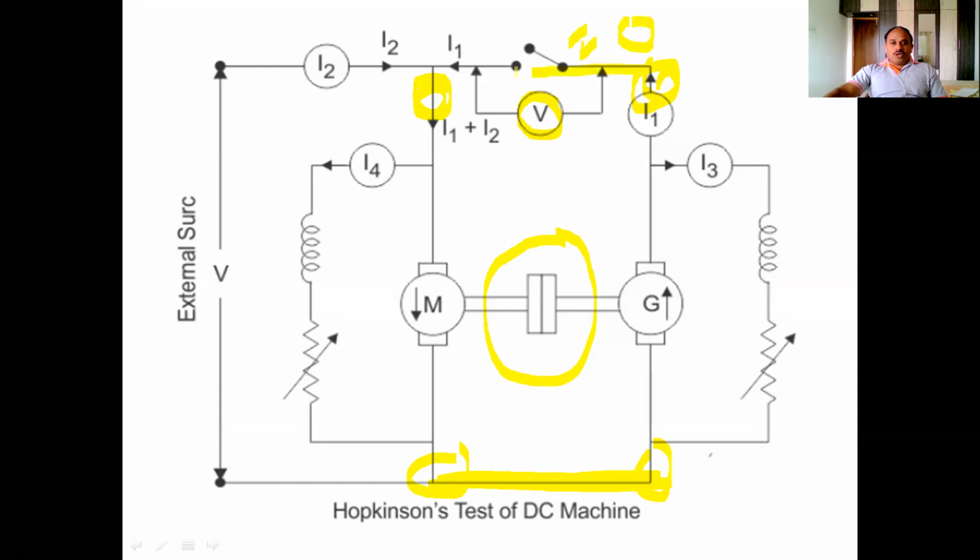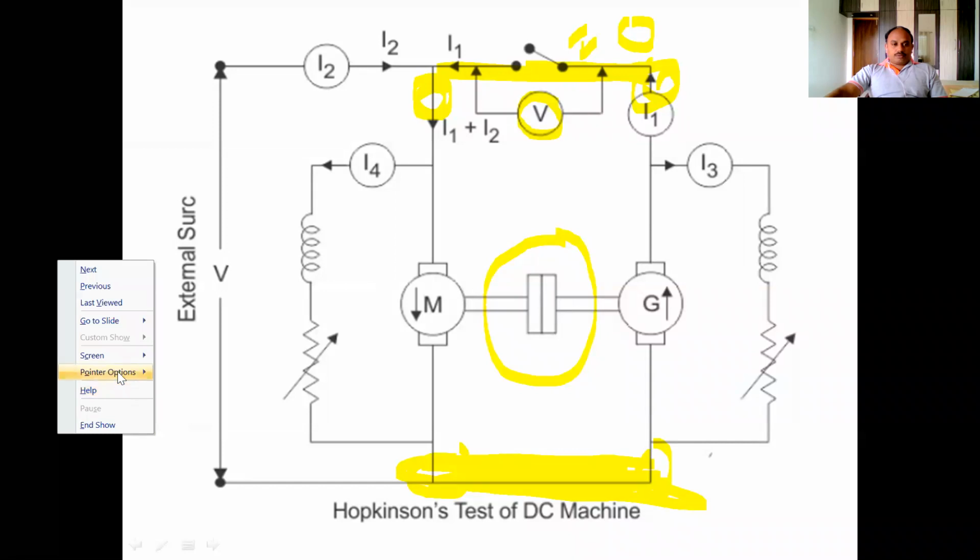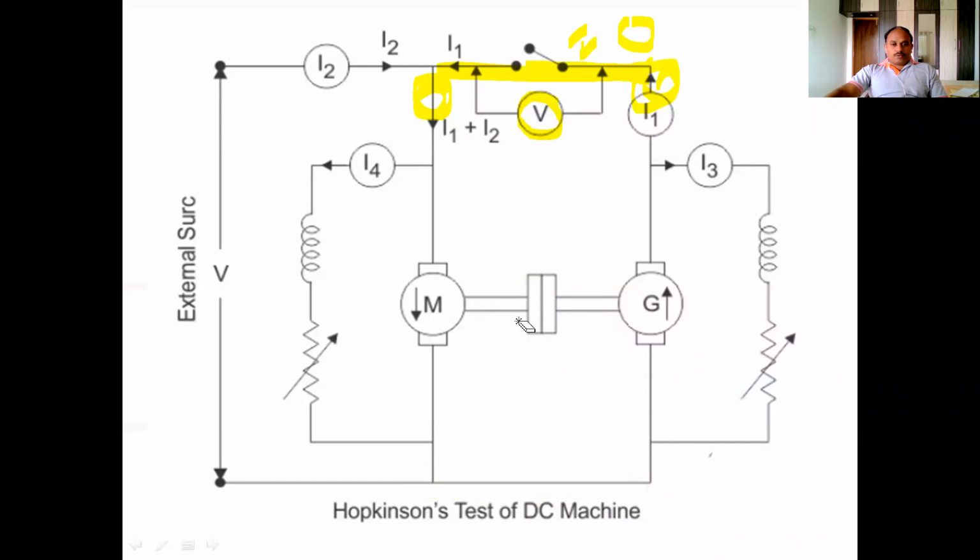If this voltmeter reads zero, then we close the switch. That means both machines are electrically connected in parallel. So both are electrically connected in parallel and both are mechanically coupled.